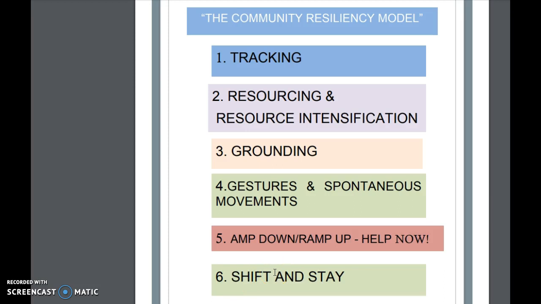Shift and stay. That's where you find yourself in an upset. You might be tracking it, and then you shift over to your resources and you intentionally stay there. And every time you find your mind drifting back to your upset, you bring it back to the resource and stay there. And I like to do that by also future pacing a little. Like, now that I'm in my resource, what's the first thing I need to do? And whatever comes to mind is something that I want to take action on now or in the near future.